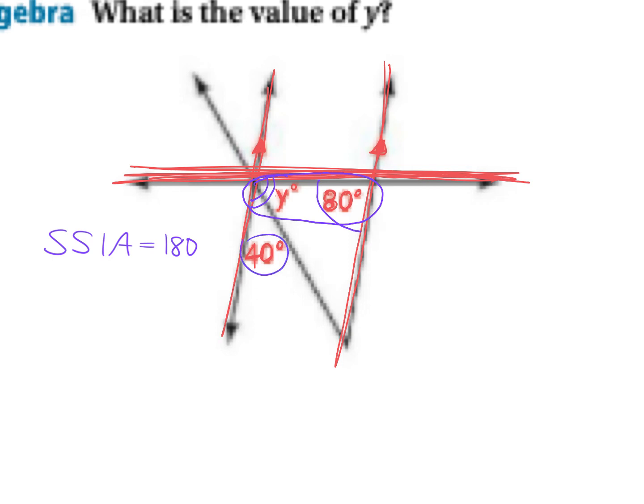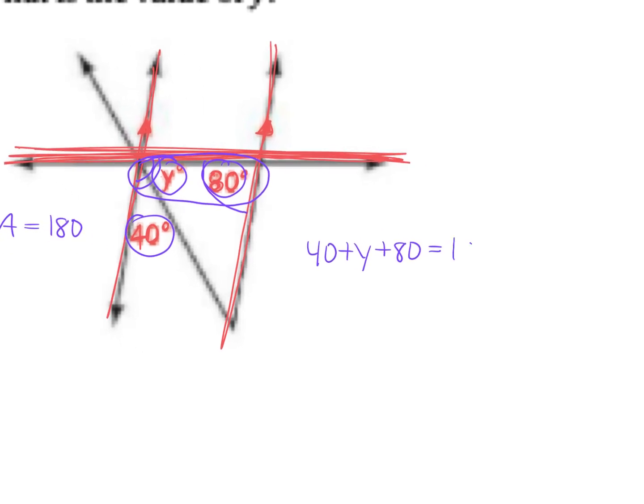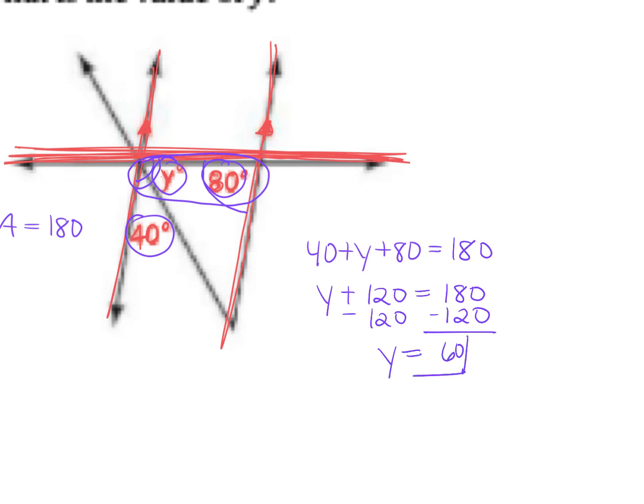So that means 40 and y and 80 have to add up to 180. So this is y plus 120 equals 180. So take away the 120, and that means y is going to be 60.